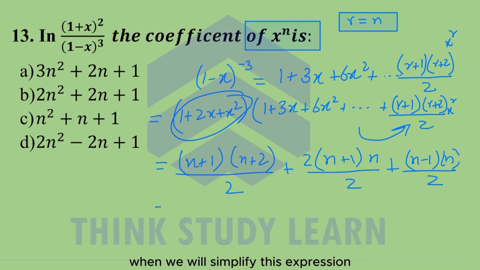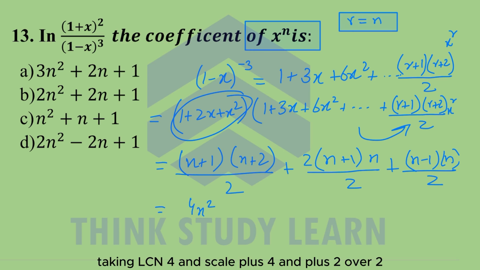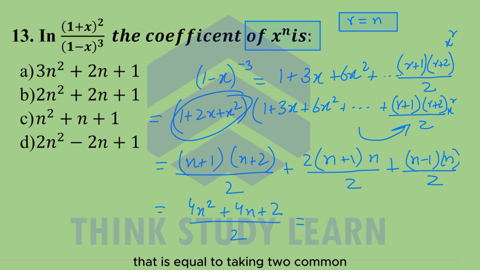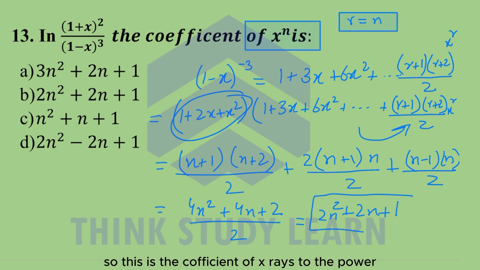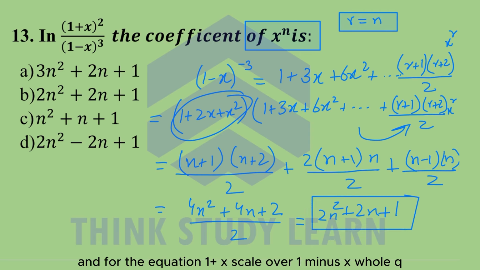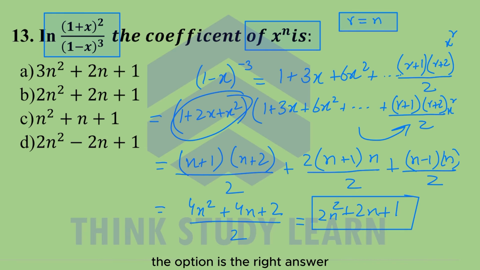When we simplify this expression taking LCM, we get (4n² + 4n + 2)/2, and taking 2 common and cancelling it with the denominator, we get 2n² + 2n + 1. So this is the coefficient of x raised to the power n for (1 + x)²/(1 − x)³. B option is the right answer.